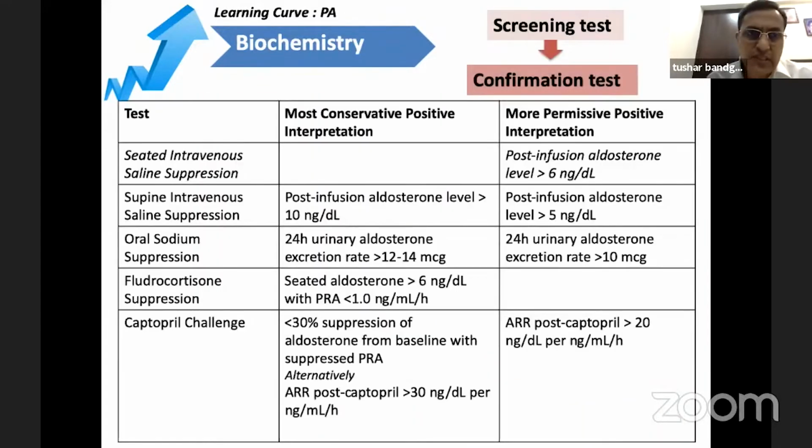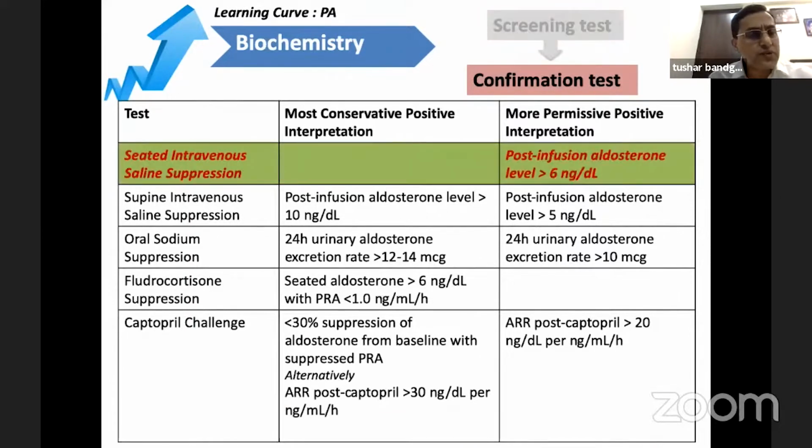About confirmation tests, there are a myriad of tests which are available, but what we use is the seated intravenous saline suppression test, where around 2 liters of normal saline is infused over a period of 4 hours with the patient in a seated position, and we do various cortisols and aldosterone pre and post. If the post-infusion aldosterone level is more than 6, the diagnosis is clearly made.